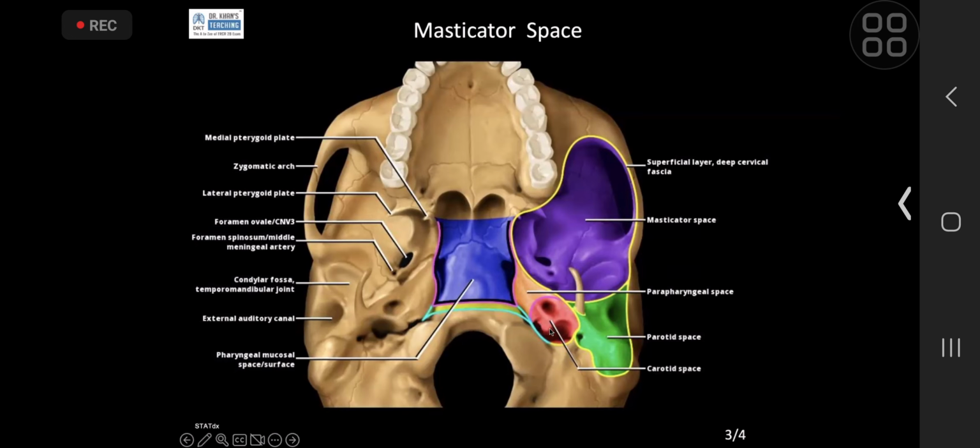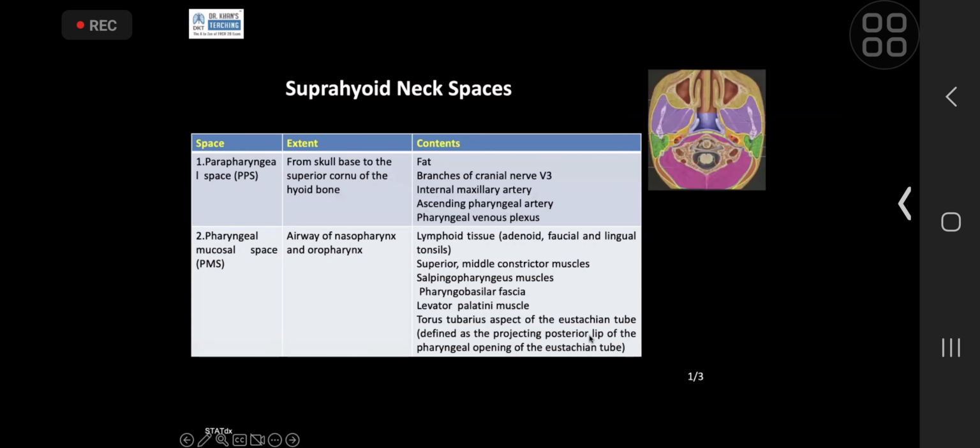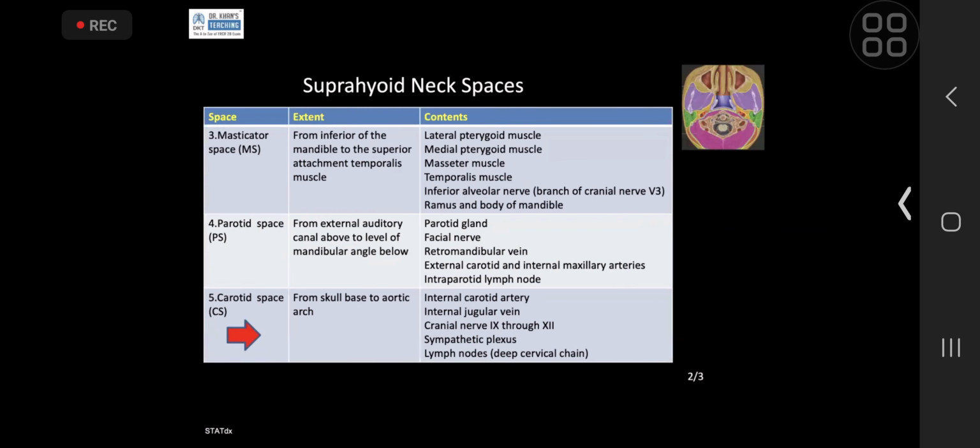And this is a very important FRCR level where things like glomus jugulotympanicum, glomus jugulare, etc. come in. And also a schwannoma in this region. So this is all carotid space. Now, these are the contents of the carotid space.